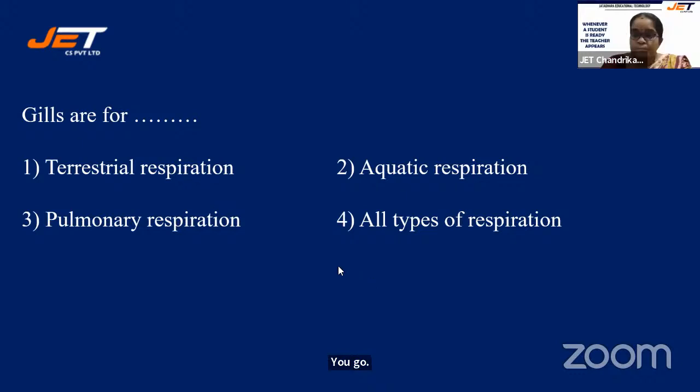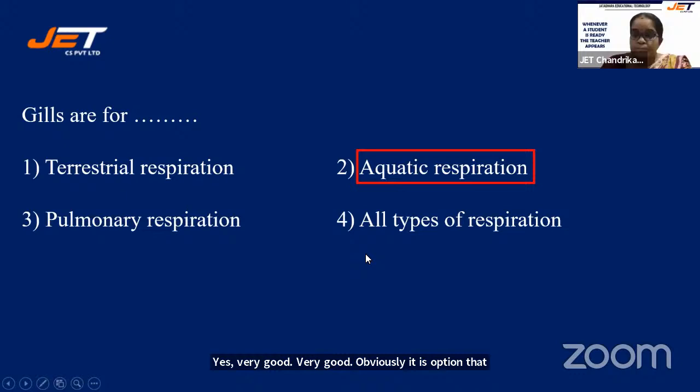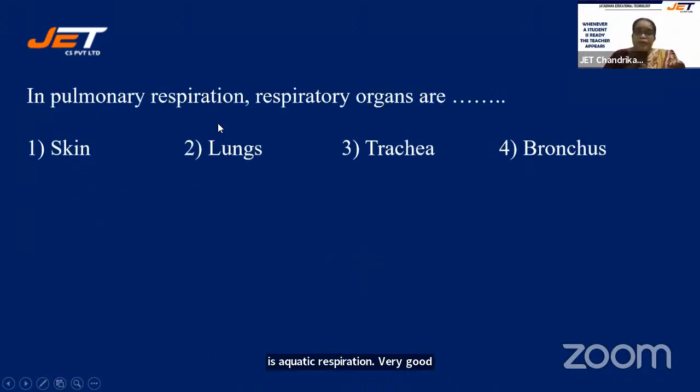Yes, very good. Obviously, it is option 2, that is aquatic respiration. Very good. Let us move to the next one. In pulmonary respiration, respiratory organs are. So many are giving it as 2. Yes, absolutely right answer. It is lungs.